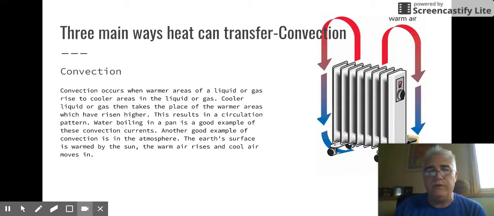There's several examples that we can think of. I've got one here with a radiator. As that radiator heats up air, it rises. As that air transfers its heat from one molecule to another, it cools and then it returns. This happens in water as well.